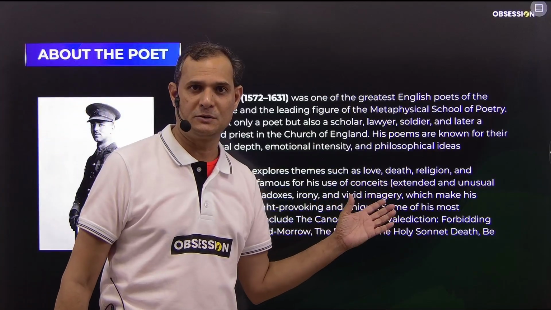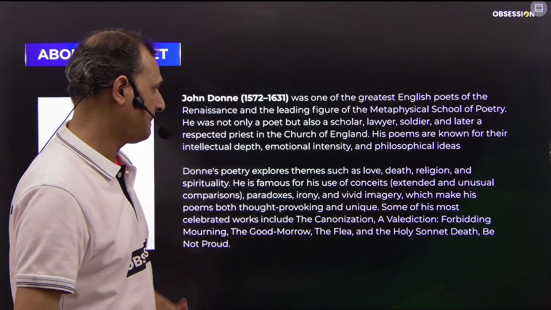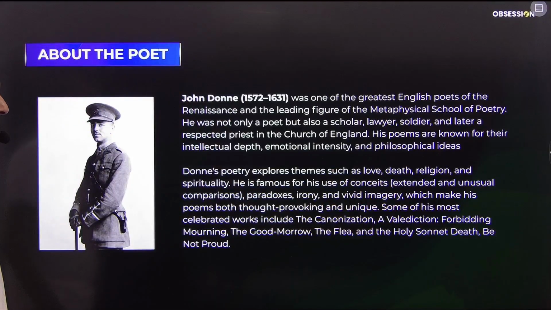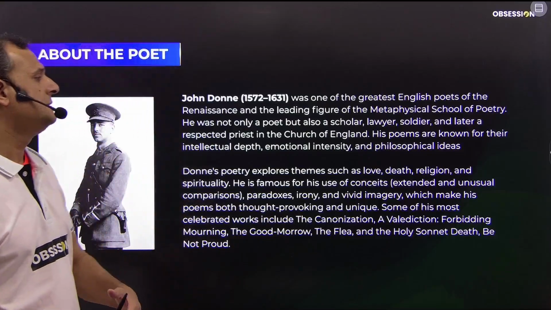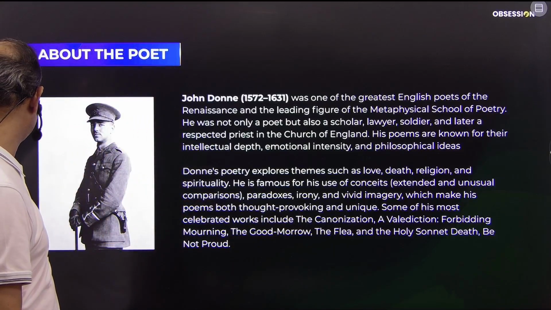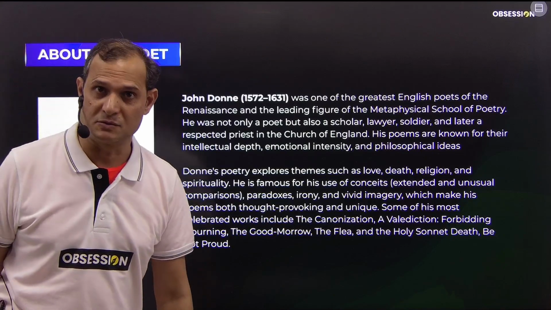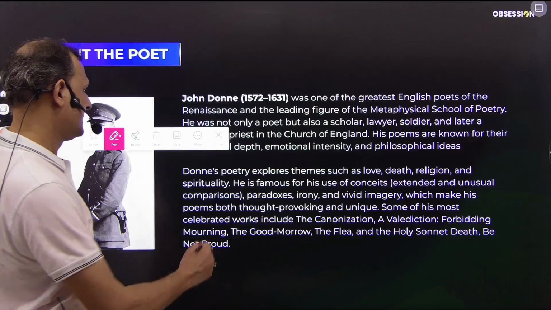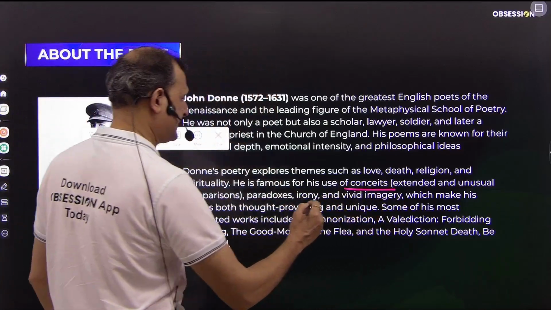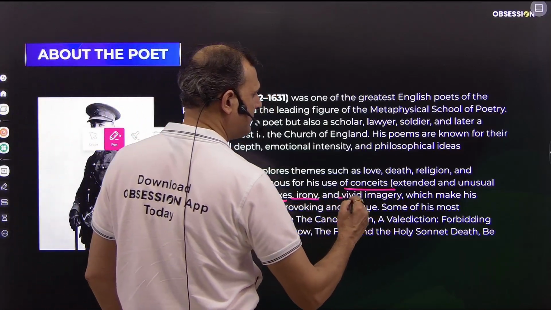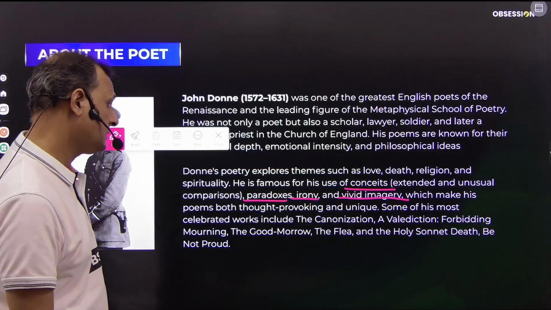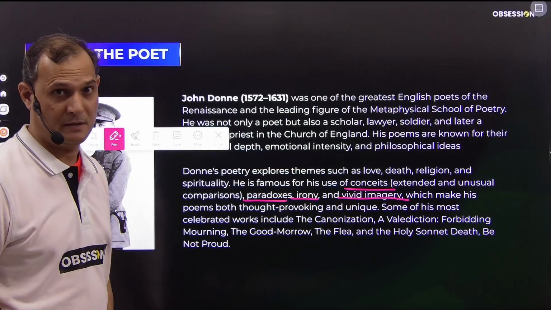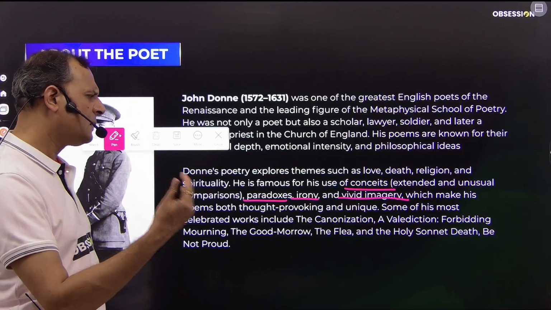Conceits यहाँ पे जो use हुआ है वो extended comparison है and unusual है. Paradoxes, self-contradictory statements, irony, and vivid imagery. But you may use all these terms when you are writing down your answers for exams. Use of conceits, paradoxes, irony, and vivid imagery, which make his poems both thought-provoking and unique. तो सोचने पे मजबूर करती है और यूनिक होती हैं.